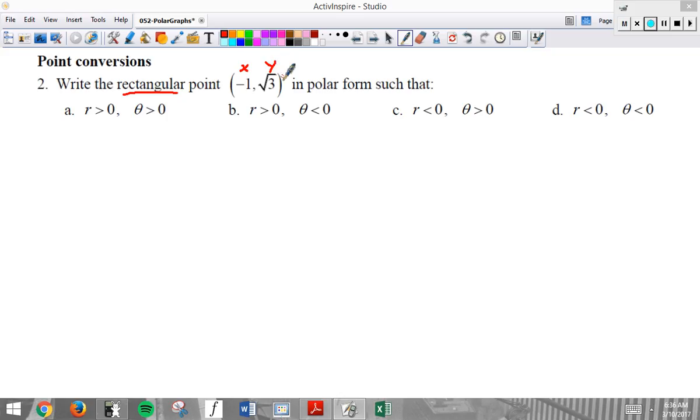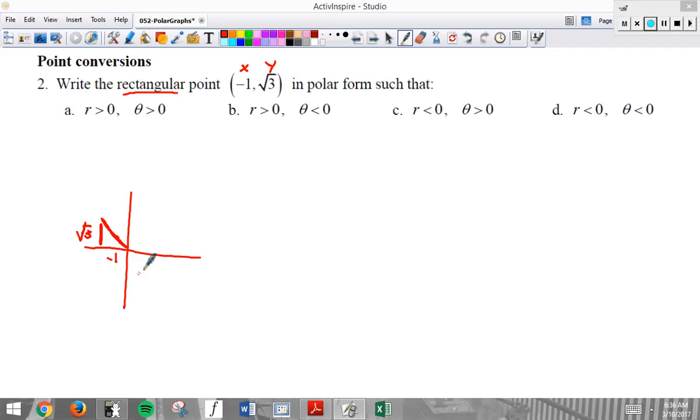Rectangular, again, means we're giving you x and y. So I go back to my coordinate plane, good old-fashioned coordinate plane. Negative 1 on the x-axis, root 3 on the y-axis. And you want to make a triangle, just like when you're doing basic trig. I don't know why I made that so small. That's why I made it small, so I can actually draw straight lines. Okay. Negative 1, root 3.